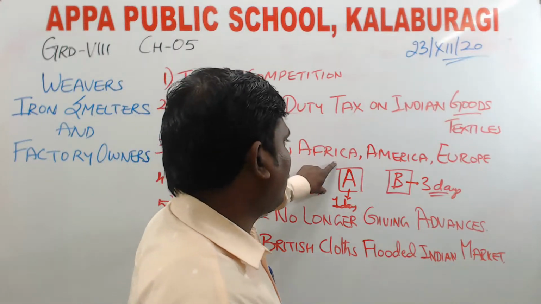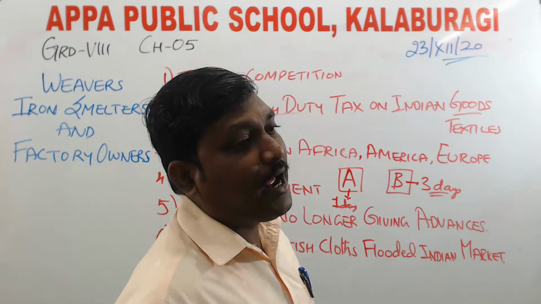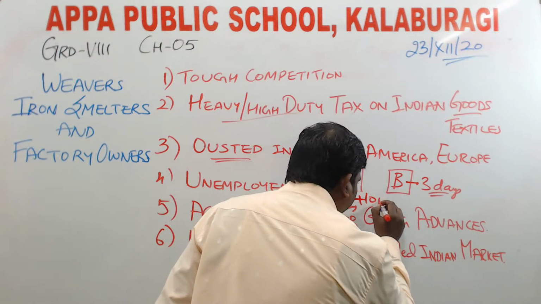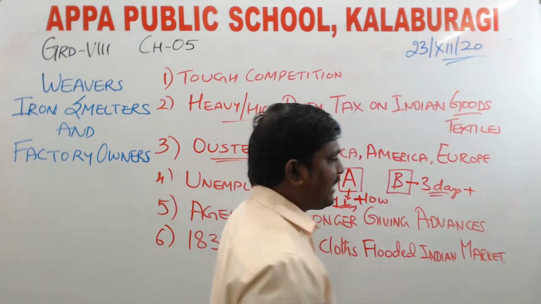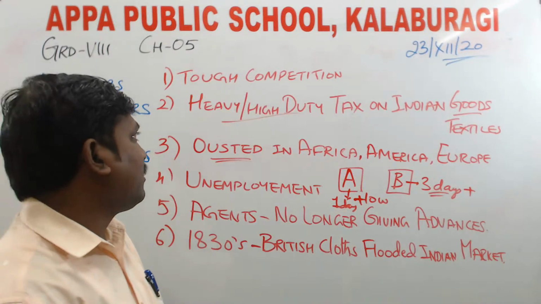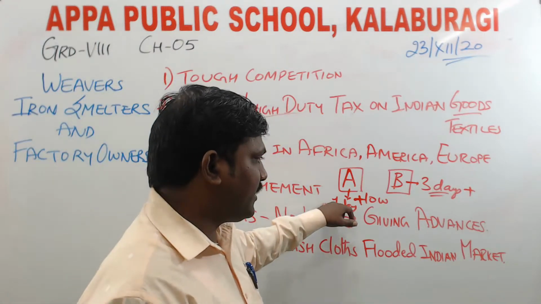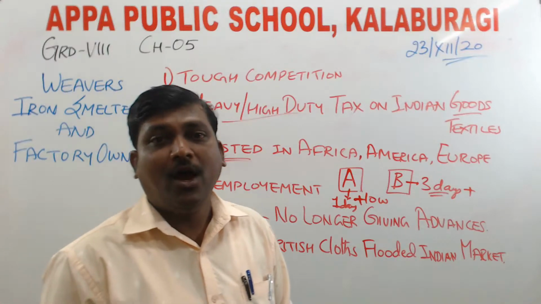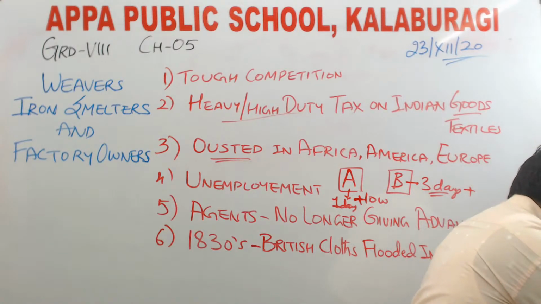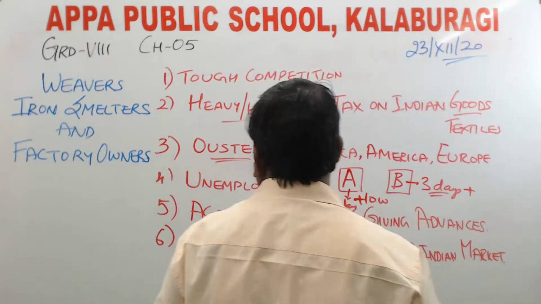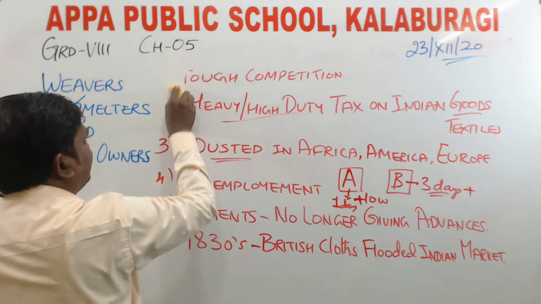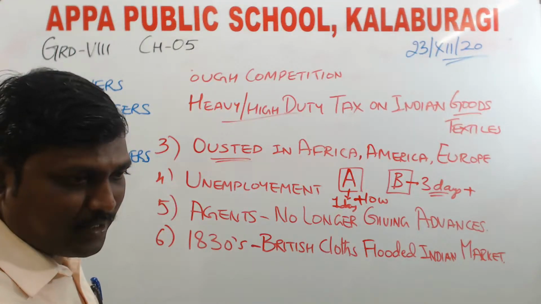So why A? Because it is not time consuming, whereas B is time consuming. And also when compared on price, A is lower, whereas B is slightly higher. Because of this tough competition, it was a reason for the decline of the Indian textiles. So this is also one of the reasons. Now, to support these weavers, as there was a decline, I hope you have all jotted down these points, yes or no?